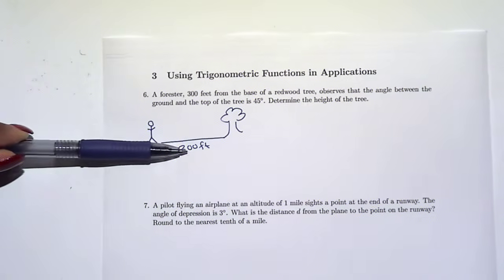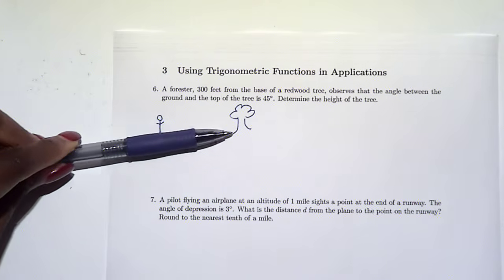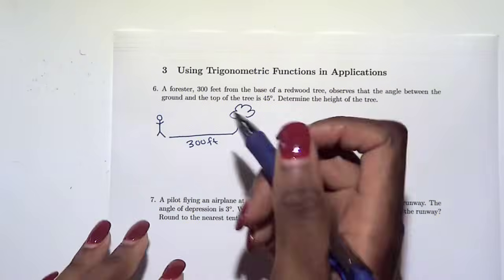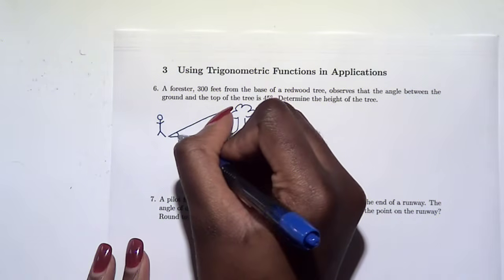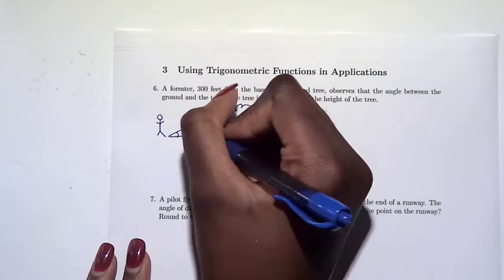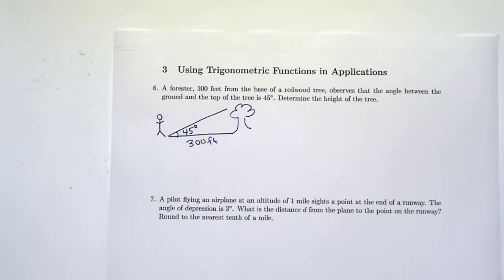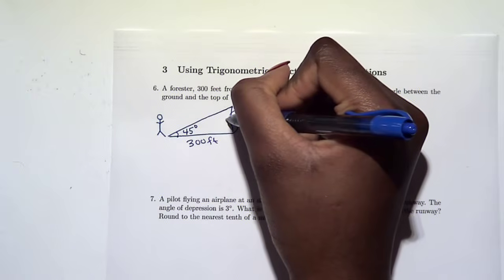So here's the person on the ground, and he says the angle between the ground and the top of the tree is 45 degrees. All right, so if I were to make a line from here to the top of the tree, this would be my angle. And they say it's 45 degrees. And then we want to figure out how tall is our tree. Well, here's our H right here.